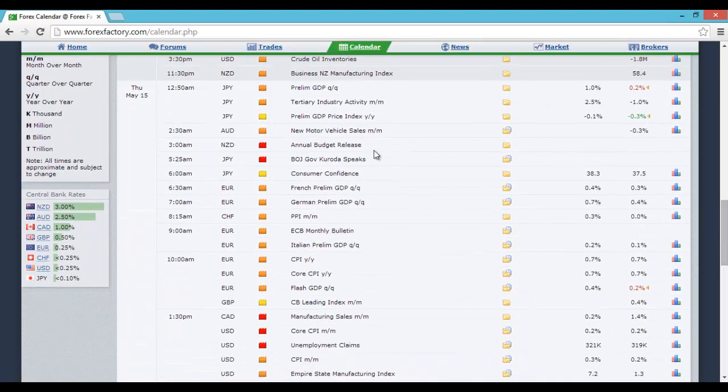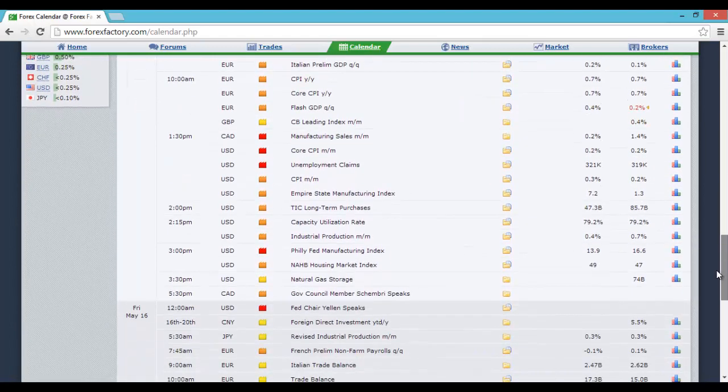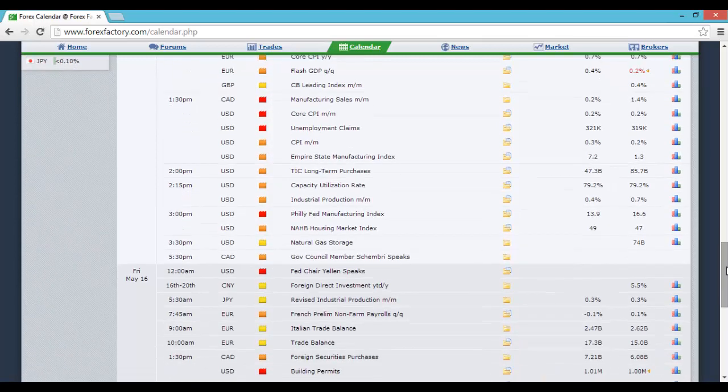Thursday, more overnight data. So you've got more from New Zealand, the annual budget release, and then from Japan at 5:25 AM, you've got the Bank of Japan Governor Kuroda speaking. And then at 1:30 we have some Canadian manufacturing sales, with the weekly jobless claims from the US, and the CPI data as well. Then you've got quite a bit of mid impact news there. At 3 PM to finish off Thursday, the Philly Fed Manufacturing Index as well, forecast at 13.9 there.